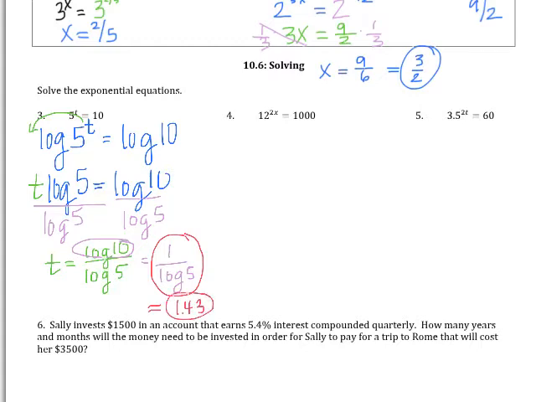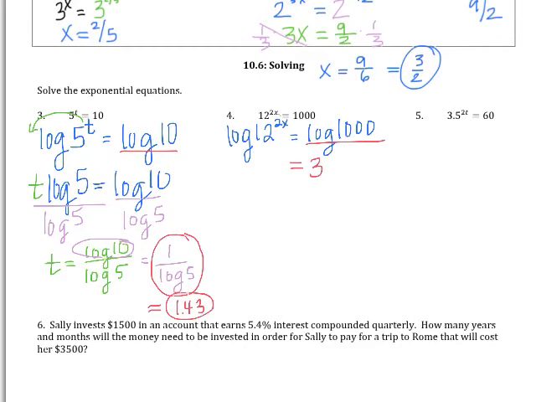So let's try number 4. I want to do the same thing on number 4. I want to rewrite this as, I'm taking the log on both sides. I could have gone ahead and simplified the log of 10 right there. I can go ahead and simplify log of 1,000. I know that that's equal to 3.